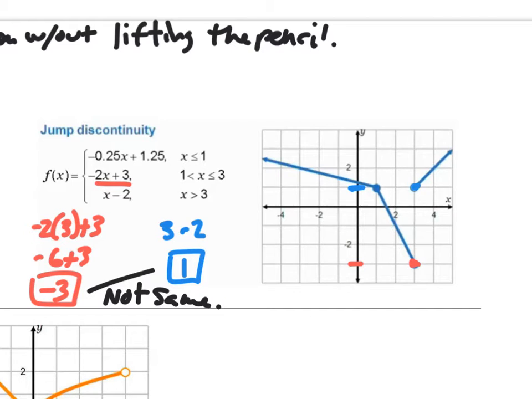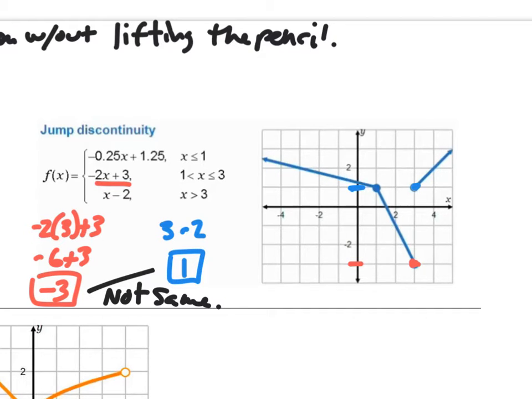So it's not a function as well? Well, it's still a function. It's just not continuous. It has a jump. It's discontinuous, not continuous. Yeah, it's still a function.